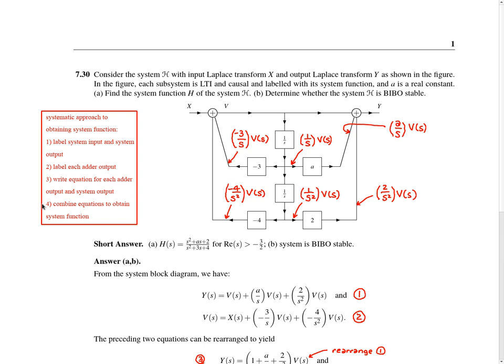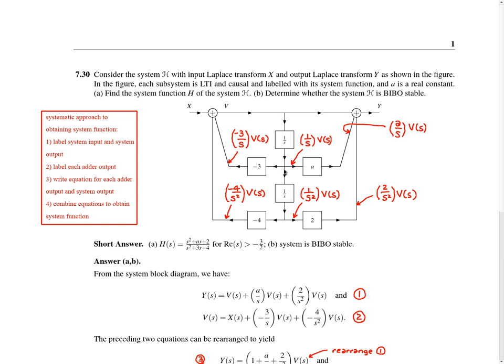Since the system input, system output, and adder outputs in the block diagram are already labeled, the first two steps in our systematic approach are complete. In the third step of our systematic approach, we need to write an equation for the system output and each adder output. In order to do this more easily, we're going to first label each point in the block diagram with the formula for the signal that appears at that point. This is helpful to do as it will allow us to more easily write equations for the system output and adder outputs.